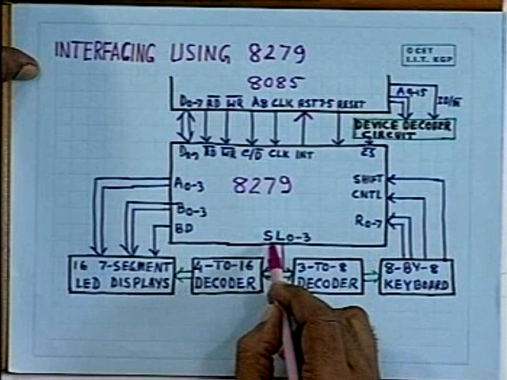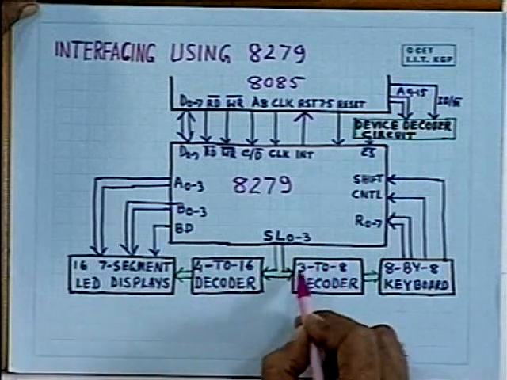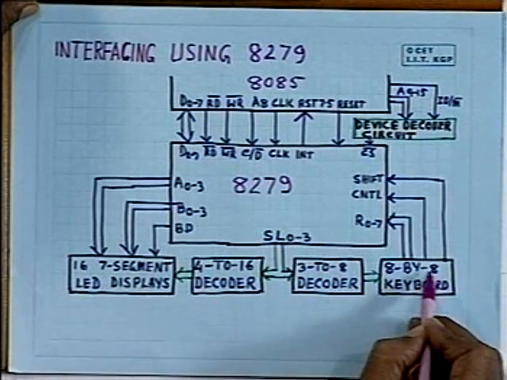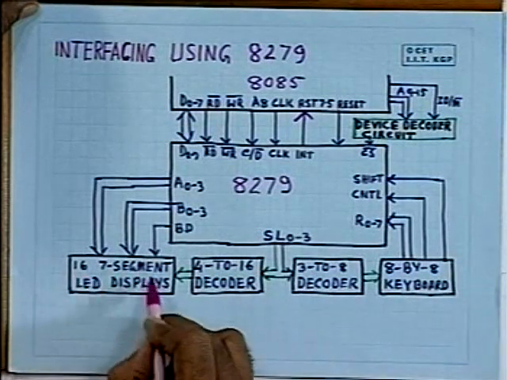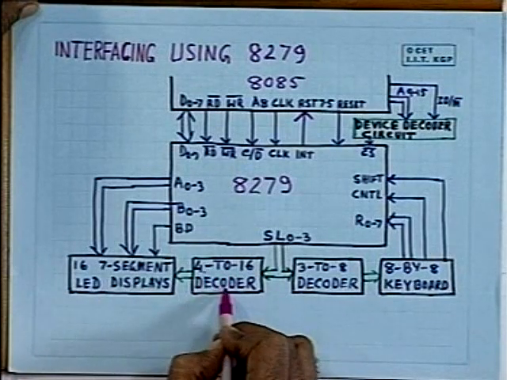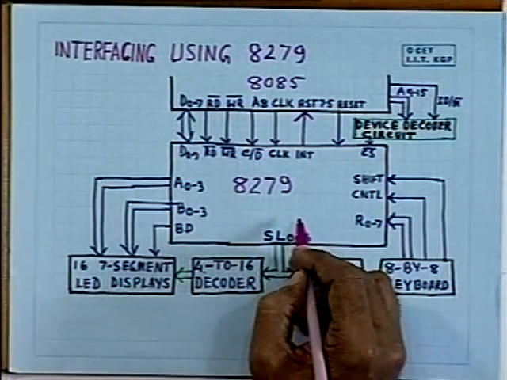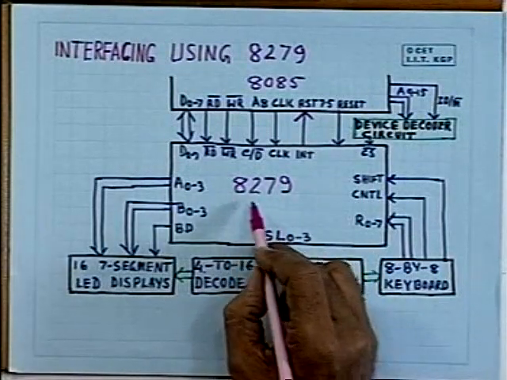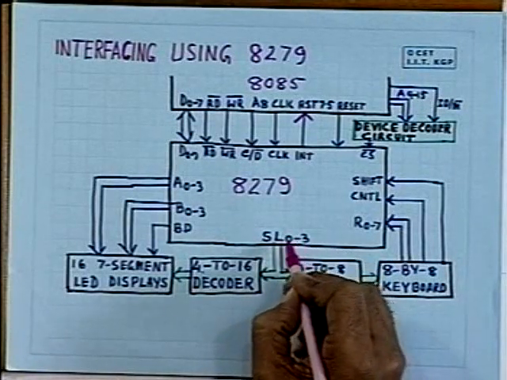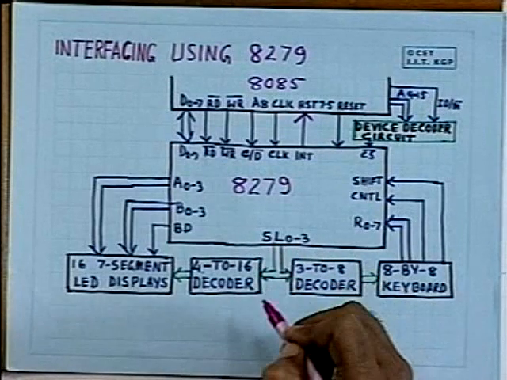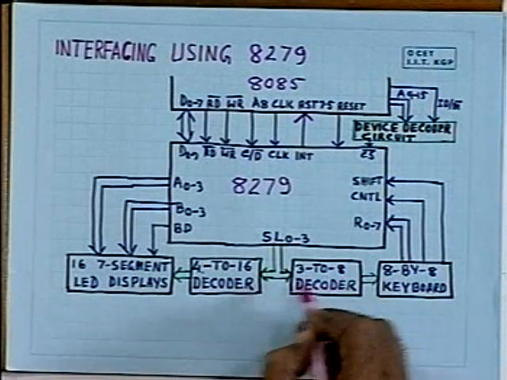And you can see here those scan section lines, scan lines 0 to 4, have been used with the help of suitable decoders. Here I have used an 8 by 8 keyboard, so a 3 to 8 decoder is necessary. On the other hand, for the 16 seven-segment LED displays, you will require a 4 to 16 decoder. There is a scan register inside this 8279 chip, and with the help of these scan lines, that scan register will keep on scanning. Initially it will output 0000, then 0001 and so on. It will keep on scanning, and the display will be made, and the keyboard will also be scanned.